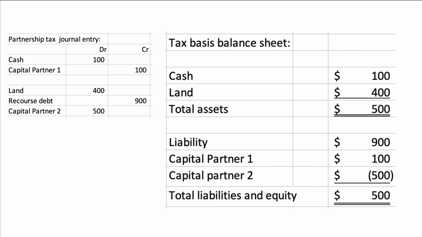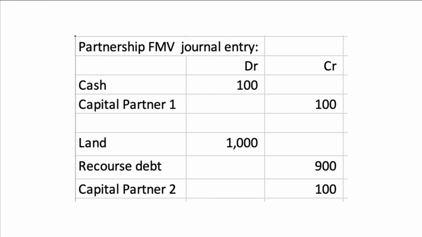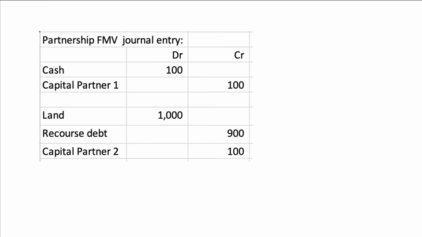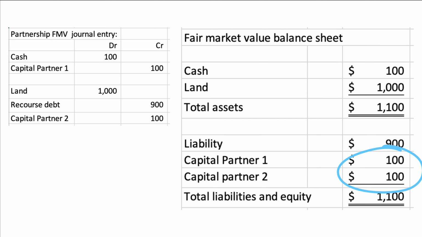The tax basis balance sheet is used to calculate gain or loss on the sale of assets and the partner's tax basis in the partnership interest. The fair market value balance sheet is used in calculating the share of partnership property that a partner would receive if the partnership dissolved.